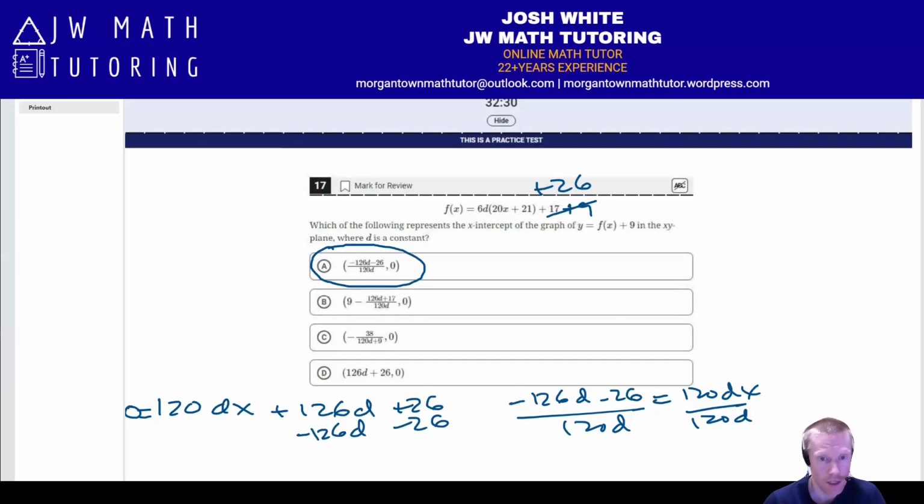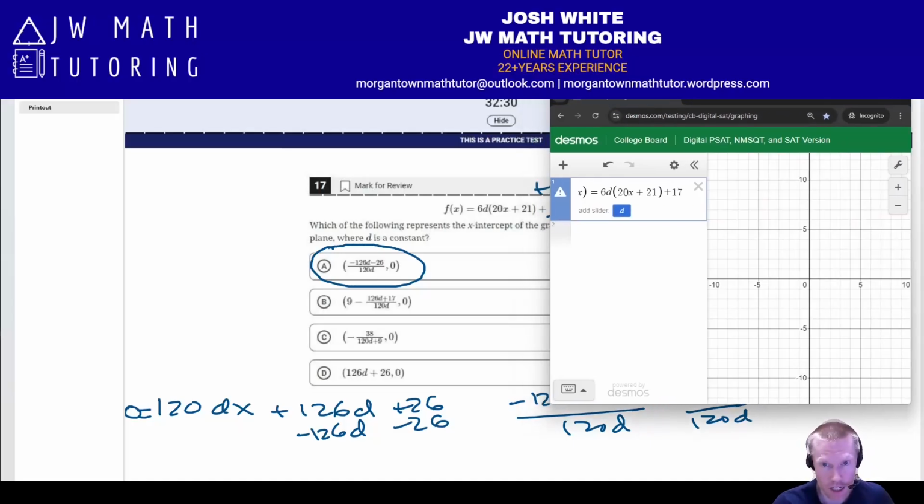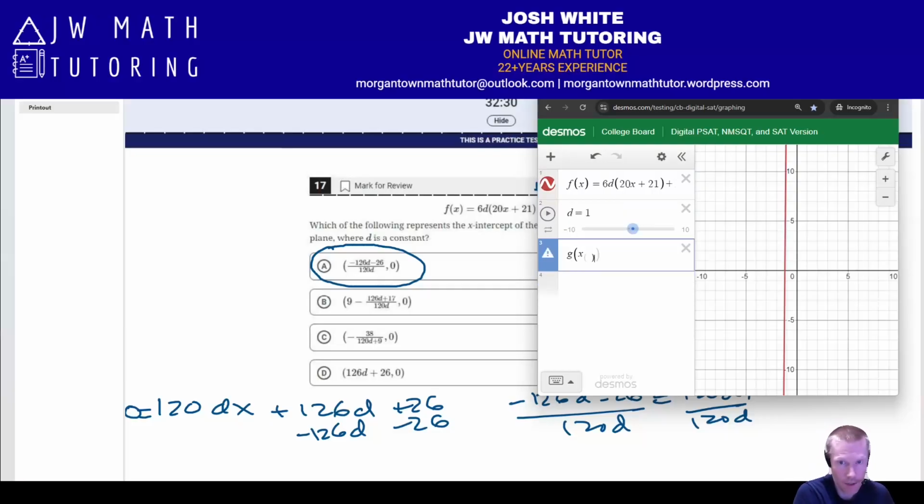All right. Now, here's how you could solve this problem in Desmos. Okay, so what we're going to do is go to Desmos. I'm going to type in the original function with the d. And then remember, the original function has the plus 17. All right, so now I'm going to add a slider for d. I'll just leave it as that. And then I'm going to do a new function, and this new function is going to be the original with the plus 9, because that's what we're finding the x-intercept of. So first of all, take off the original. We don't need that anymore.